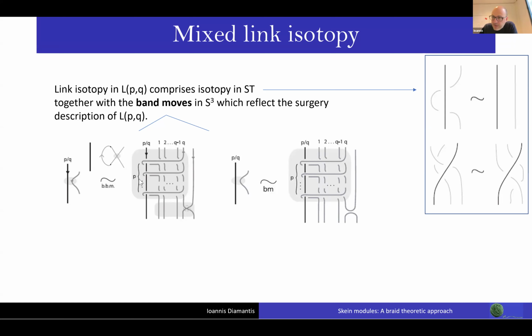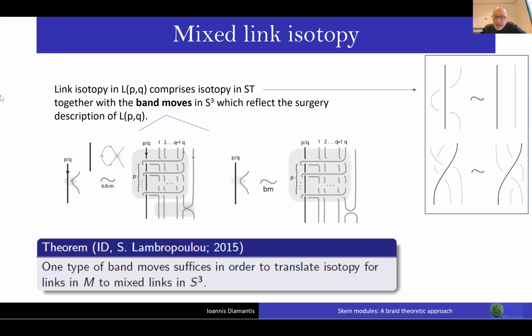This is the type alpha, the type A, and this is the type beta, the type B. We call this braid band move later on because it works on the braid level. Now, with Lambropoulou in 2015, with Professor Lambropoulou, we proved that one of these two moves suffices to translate isotopy for links in a three-manifold. Be careful, by a three-manifold, of course, I'm focusing on lens spaces for these moves that I show you here. But in the paper, we made it more general for any three-manifold.